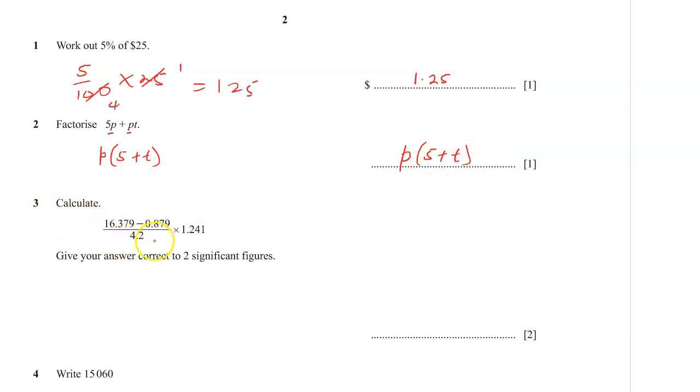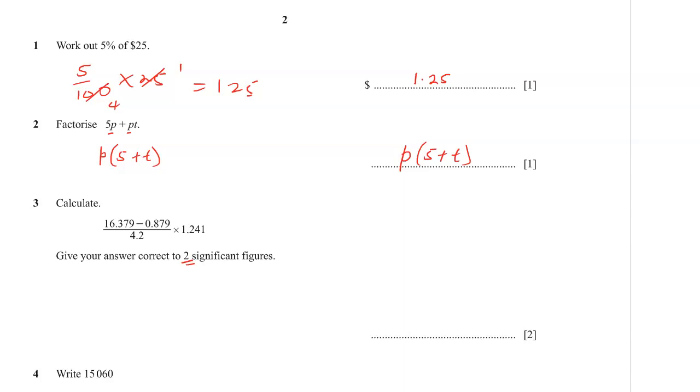Number 3, calculate this and give your answer to 2SF. Here you'll be specified, it should be 2SF. If it's not specified, then you're supposed to give it to the number of SF the instructions instruct, and that is give to 3SF, but it's specified to 2SF.